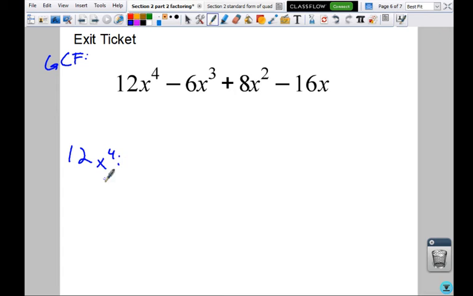We're gonna do this one. If you're not sure how to find your GCF just by looking at it, make your lists, which is a long way, but you'll still get the right answer.